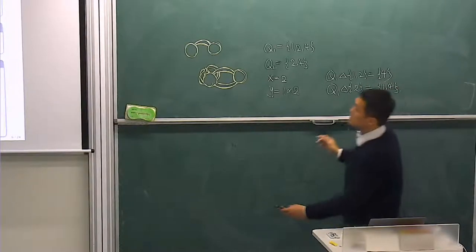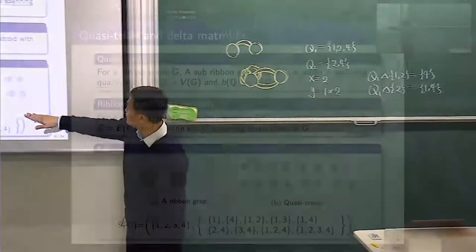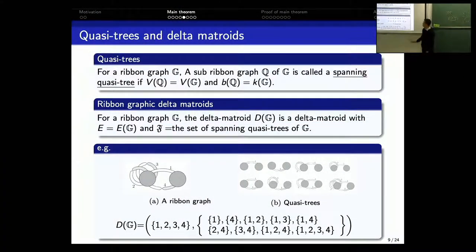You can check that 1, 4 is not in here. Forgive me. Those two are all quasi-trees. So you can check that we can pick Y to be this symmetric difference, which is again a quasi-tree. So if you believe me, this is the way we can construct a delta-matroid.